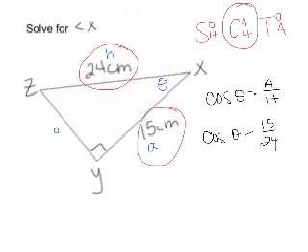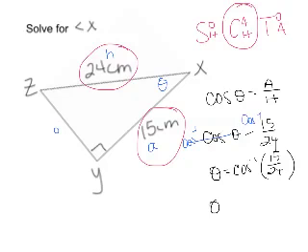I want to get theta all by itself, so I'm going to get rid of cosine by taking the cosine inverse of both sides. Cosine inverse and cosine undo each other, so we're left with theta is equal to the cosine inverse of 15 over 24. And if I type that into my calculator, I have approximately 51.32 degrees.